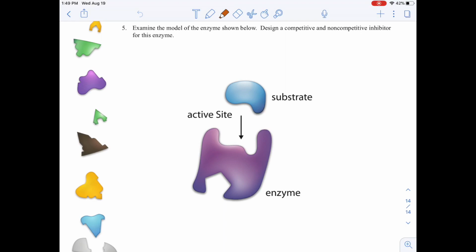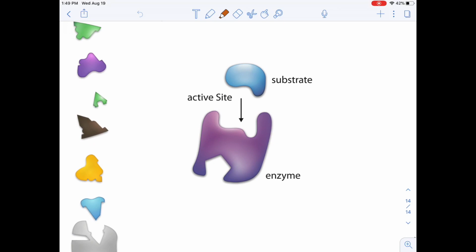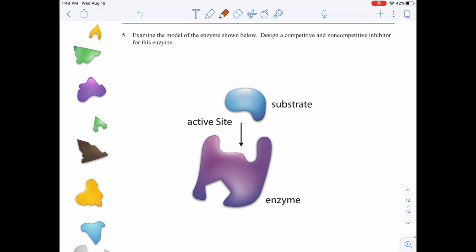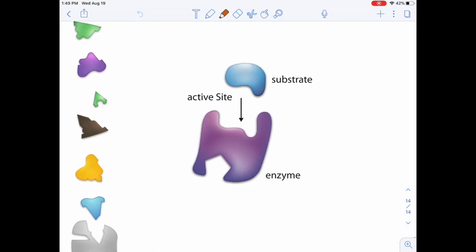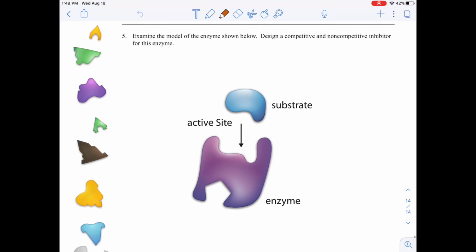It says, examine this model of the enzyme shown below. Design a competitive and non-competitive inhibitor for this enzyme. So make sure that your competitive inhibitor can fit into the active site, and then make sure your non-competitive inhibitor fits into the allosteric site. The allosteric site is the one that looks like a little pentagon. All right, once you've completed that, you are done with the Enzymes in Action lab. If you have any questions, be sure to ask your biology teacher. Have a great day.